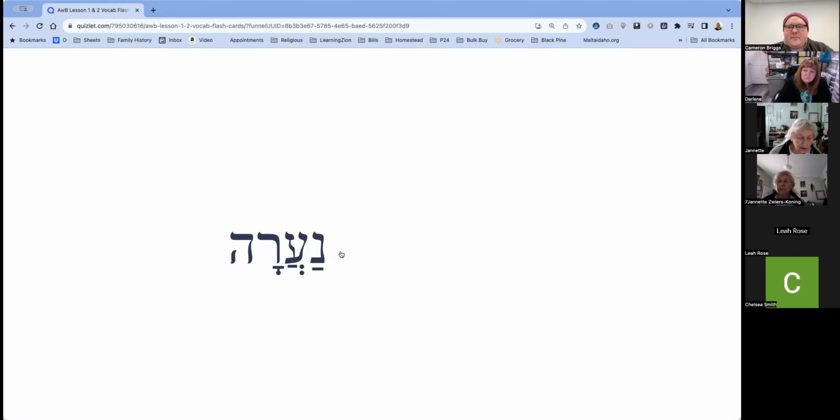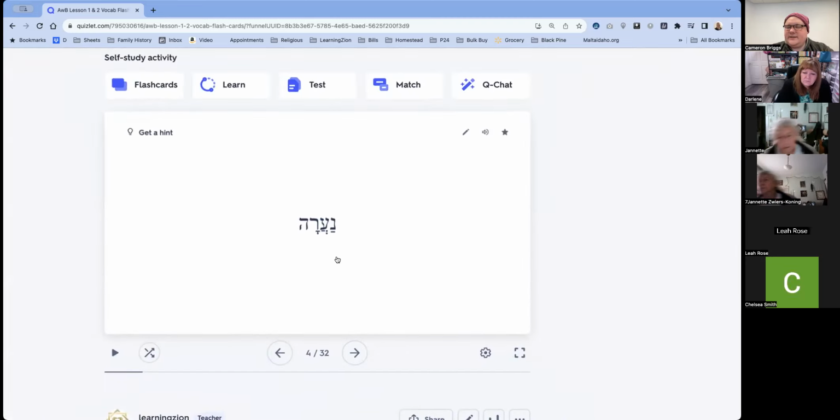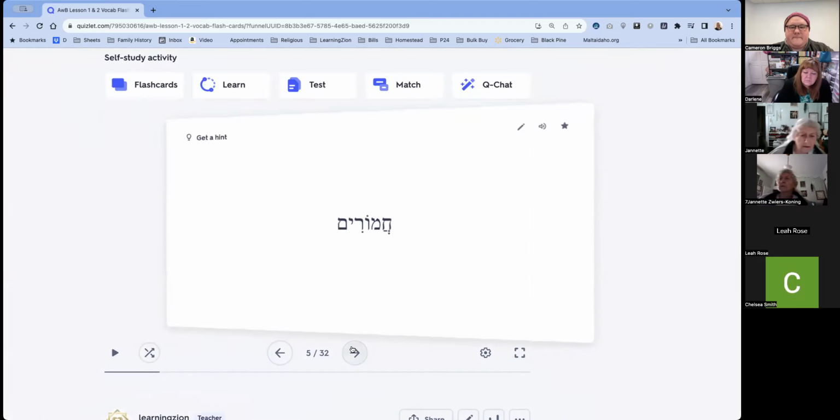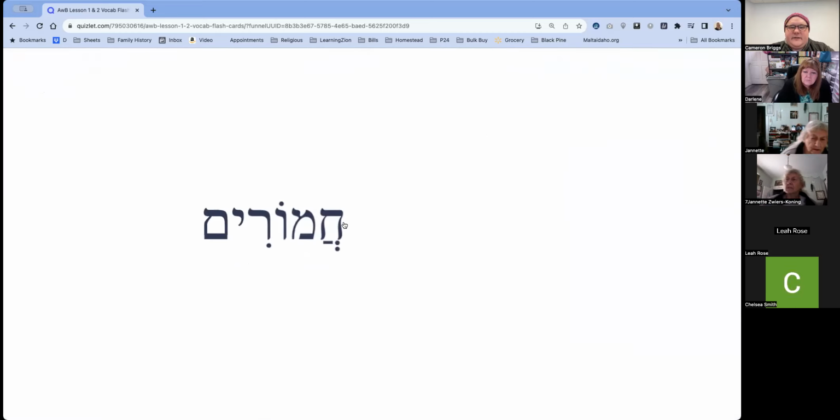It would be a ve with a shva, because it's not one of the begadkefat letters, it doesn't start with a shva, and it doesn't start with a patah shva. So it's just going to be the regular vav with the two vertical dots under it, the shva. So it would be ve na'ara. Does that make sense? Okay. All right. Here, what is this word?